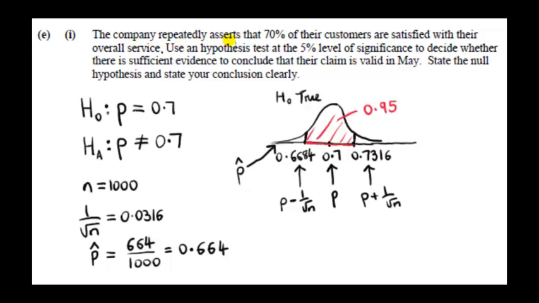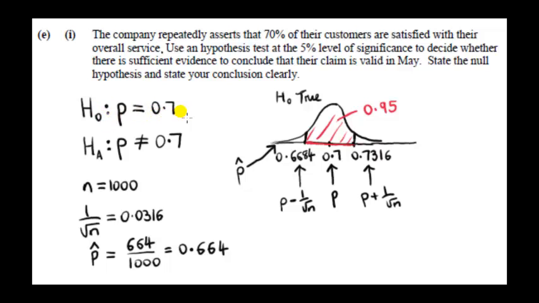The company repeatedly asserts that 70% of their customers are satisfied with their overall service. Use a hypothesis test at the 5% level of significance to decide whether there is sufficient evidence to conclude that their claim is valid in May. So, the null hypothesis here is that the population proportion of satisfied customers is 70%, or 0.7. So we're looking at the population now, which could consist of a huge number of people, and it's the population of travelers or customers for the month of May. Okay, so this is our null hypothesis.